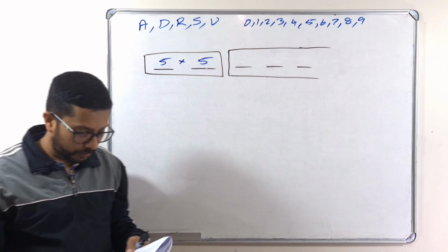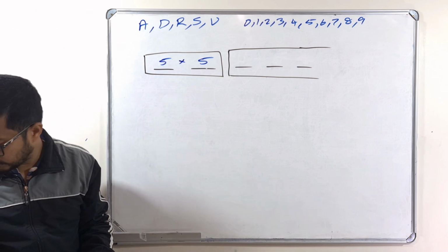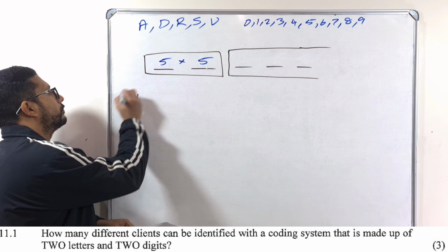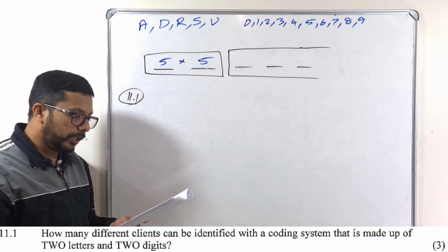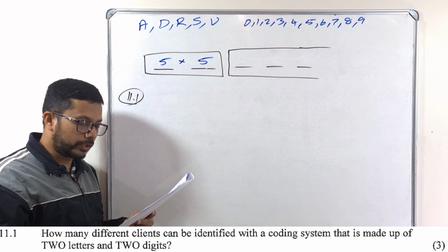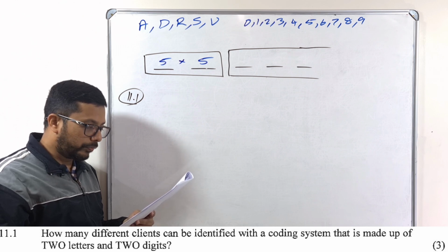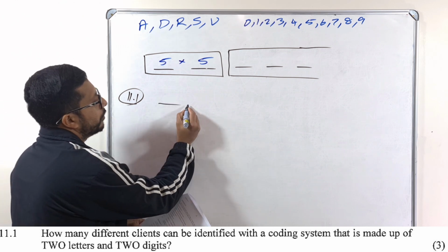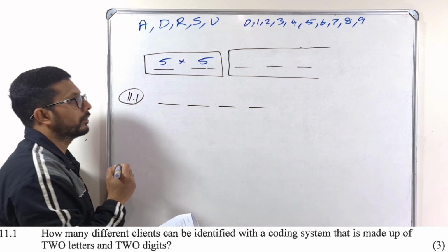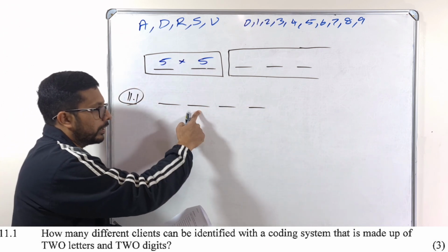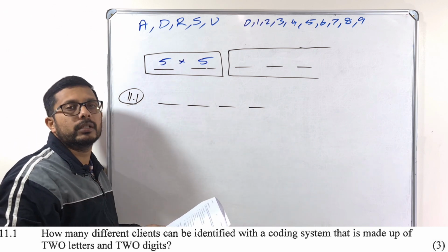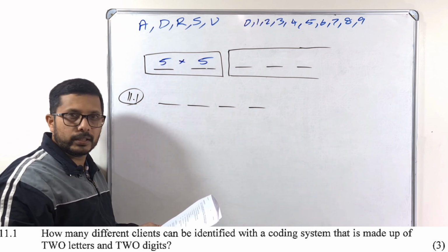Okay. Now, what is the first question? 11.1. How many different clients can be identified with a coding system that is made up of 2 letters and 2 digits? Okay, first 2 are letters, then 2 are digits. How many different codes can you make?